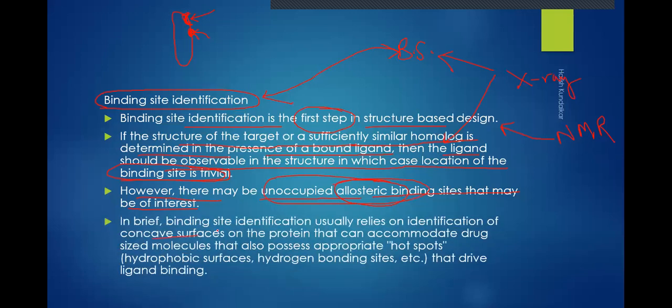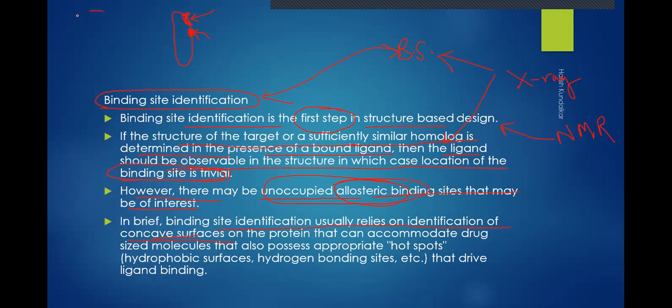In brief, binding site identification usually relies on identification of concave surfaces. Ideally, there are many software packages available for doing this, for example, a software called SiteMap in Schrodinger's software. That can help us predict which sites would be possible binding sites on a given receptor. But usually those binding sites are concave.